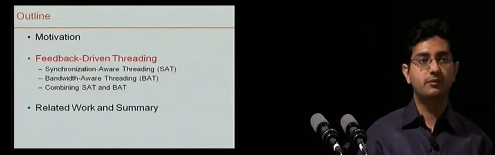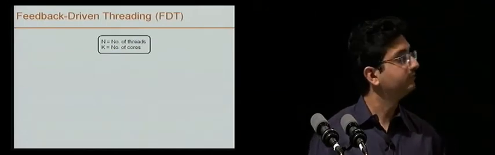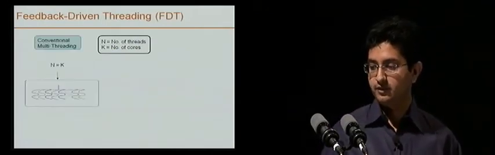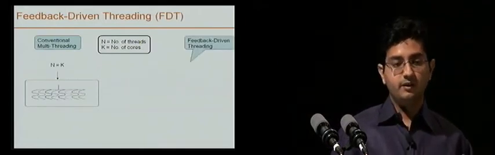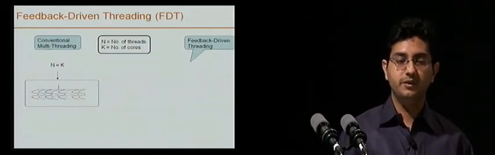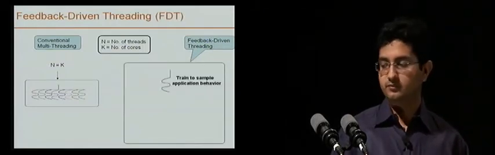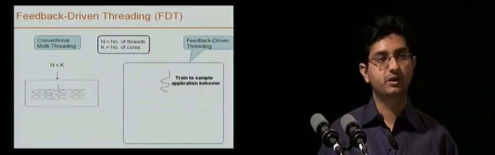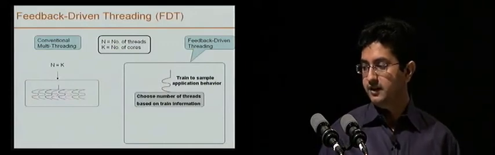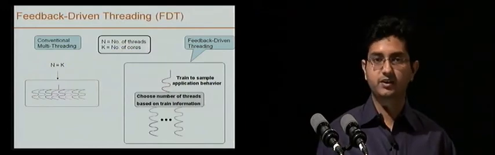As a solution, we propose feedback-driven threading. First, I will describe its model. Let n be the number of threads and k be the number of cores. In conventional threading, we will set n equal to k. On the other hand, in feedback threading, we set the number of threads at runtime. We do this in 3 steps. First, we execute a small portion of the kernel to analyze the application behavior. Then we choose the number of threads using this information, and the rest of the kernel executes with that many threads.